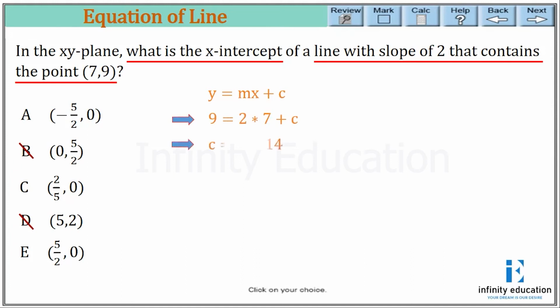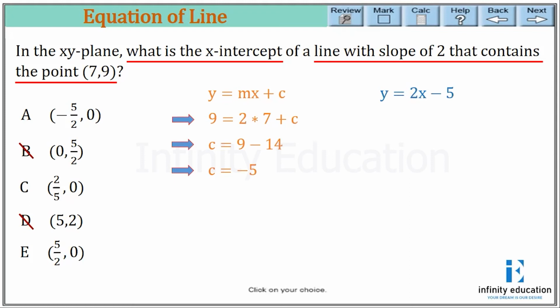If we simplify, c equals 9 minus 14, so c equals minus 5. So we can rewrite the equation as y equals 2x minus 5. Why? Because 2 is the slope, the value of m, and c is the y-intercept, and we have calculated the value of c, the y-intercept, as minus 5.